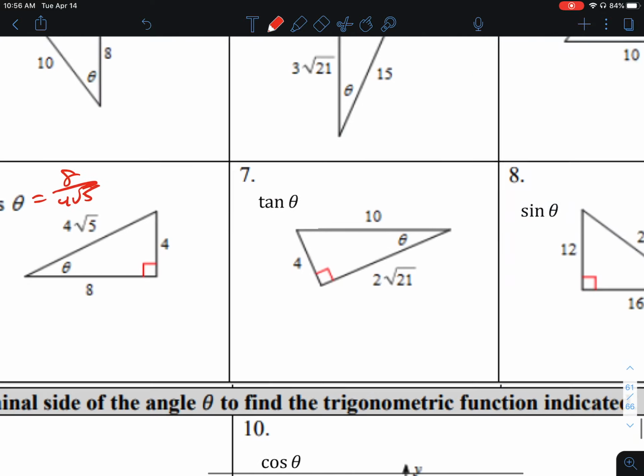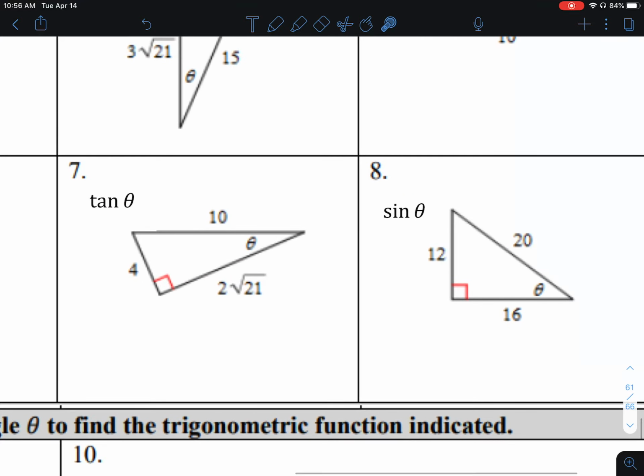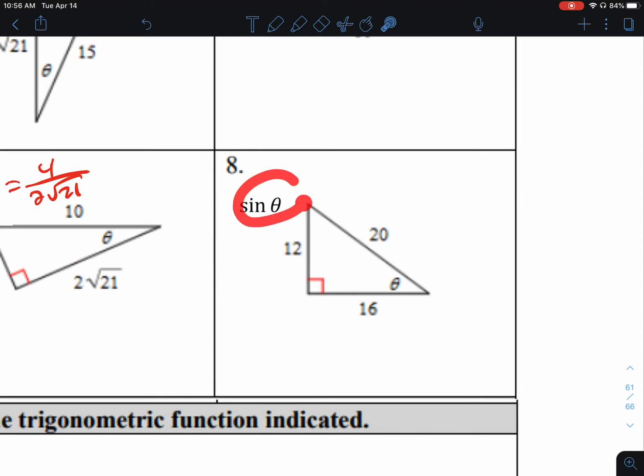We're just looking for you knowing what these ratios are. Tangent of theta is opposite leg over adjacent leg. That's 4 over 2 square roots of 21. And finally, sine of theta is opposite leg over hypotenuse. So that is 12 over 20. In each case, you start with the angle that you are referring to.